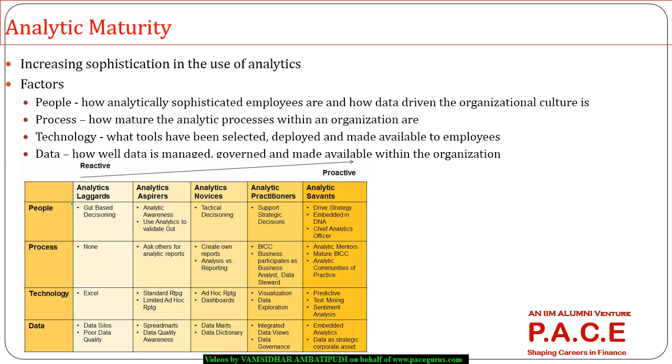So based on these four dimensions, if I look at the five different kinds of companies, starting from laggards who are more reactive, to analytics savants who are more proactive, what is it that they do? In the laggards, you see people make decisions purely gut-based. Not data-driven at all. But at least in the next stage, you have a little bit of analytical awareness among the people. And they use analytics.